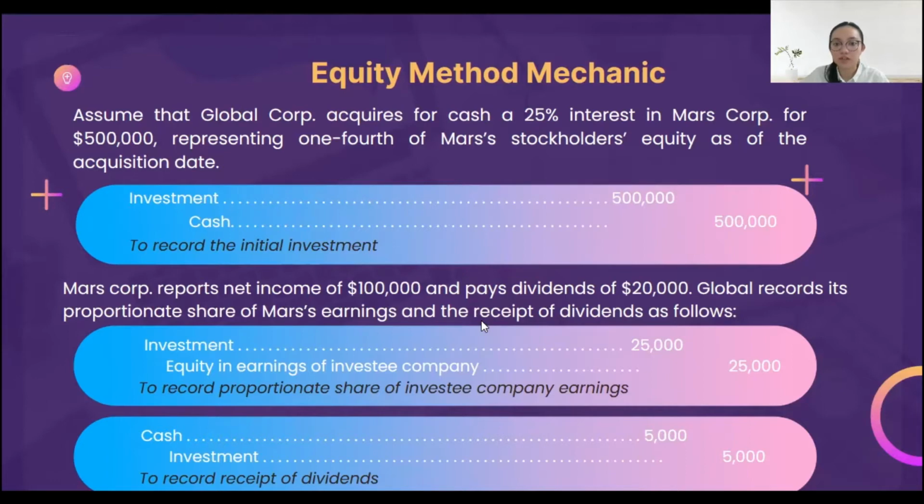And then to record the receipt of dividends, the calculation is $20,000 multiplied by 25%, and the result is 5,000, with the journal entry cash in debit and investment in credit. So that's all my explanation, and the next material will be presented by my friend.